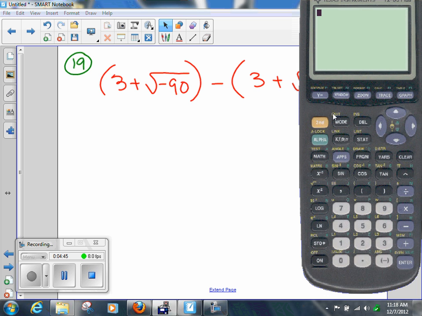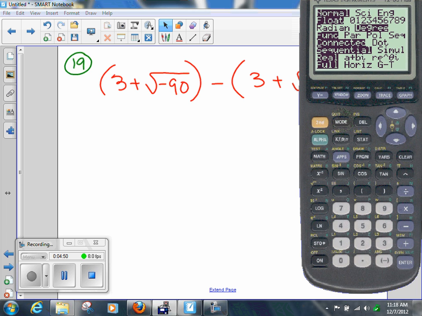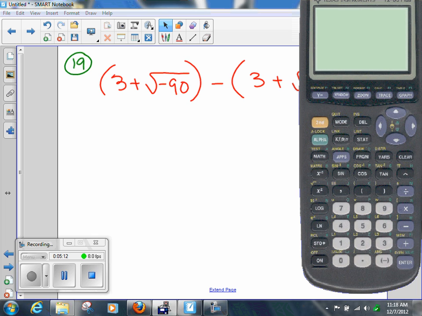And then you're going to have to put your calculator in what mode? We've got to put it in a couple of different things. Always be sure right now, until we get to trig, always make sure that your calculator is in degree mode. The next one is we want to make sure that our calculator is in a plus bi mode, okay, because that's for our imaginary numbers. And then go back to the home screen.